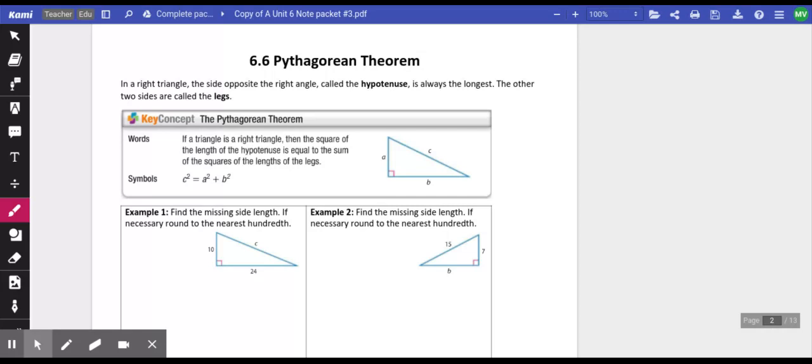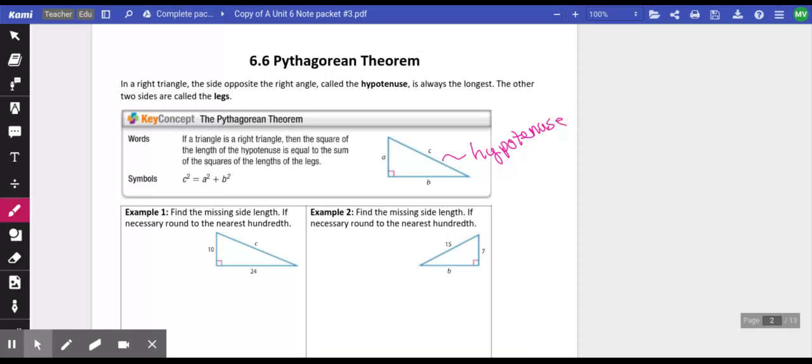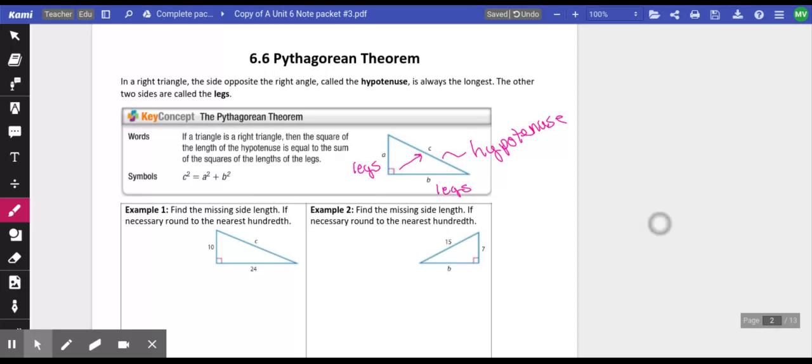So, I have my right triangle that I have down here. This side right here is my hypotenuse. And my other two sides are called the legs, the sides that make the right angle. So our theorem, if a triangle is a right triangle, then the square of the length of the hypotenuse is equal to the sum of the squares of the legs. So we refer to this as a squared plus b squared equals c squared. It's important to remember that c always has to be the side across from the right angle.